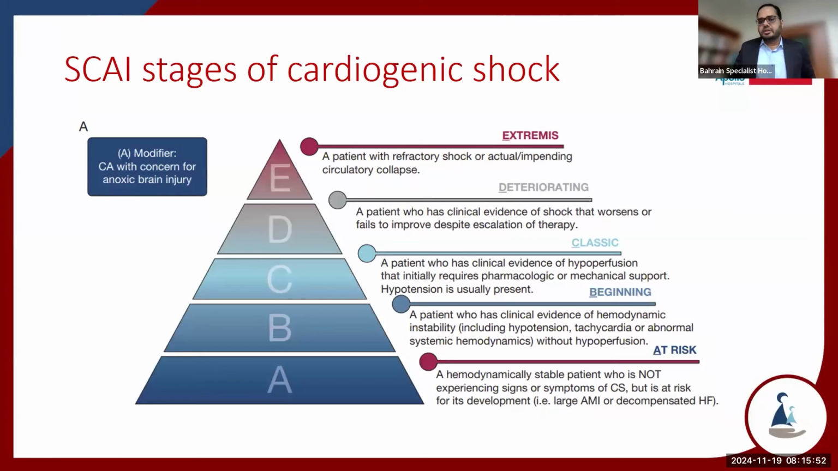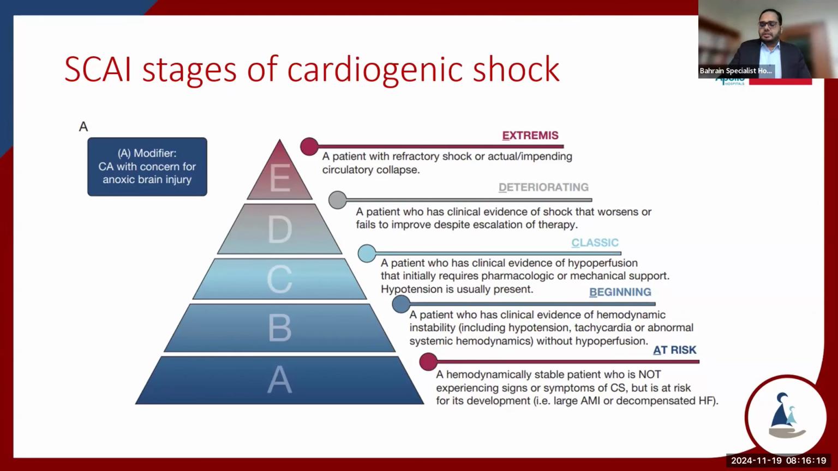Now, the stages of cardiogenic shock, the Society for Cardiovascular Angiography and Interventions has given a very beautiful classification, 5 stages, stage A to E. Stage A is a hemodynamically stable patient who has not yet developed any signs or symptoms of shock, but is at risk of development, like a large anterior MI or a decompensated heart failure. So this patient is not in shock, but they are at risk.